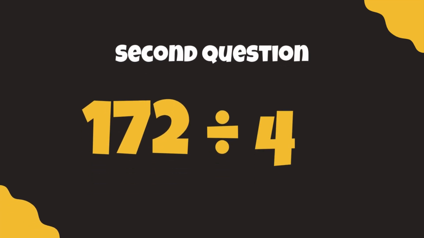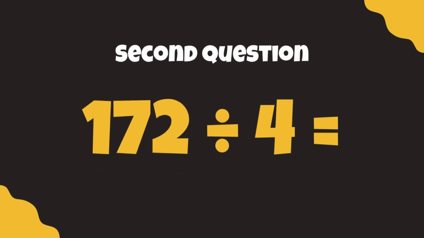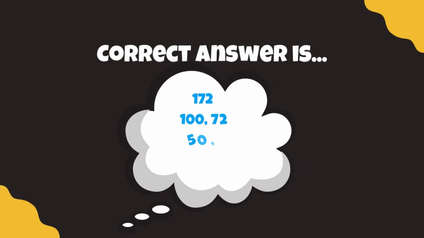What is 172 divided by 4? Pause your video to work it. Remember to use your table knowledge to help. Well, let's break 172 into 100 and 72. Half both to get 50 and 36. Now half again to get 25 and 18. This will give us 43.